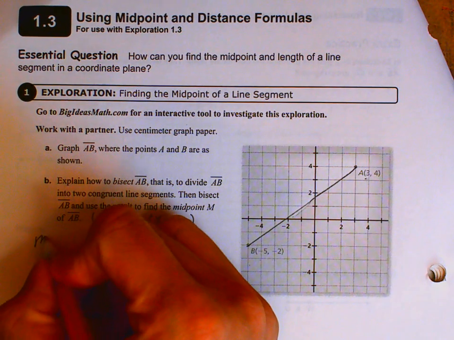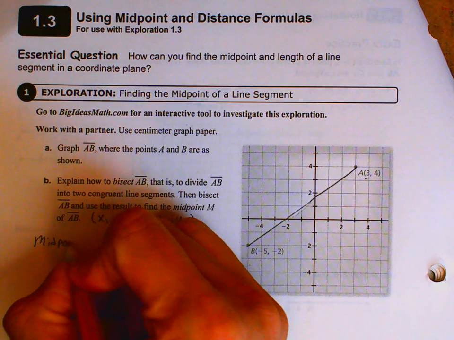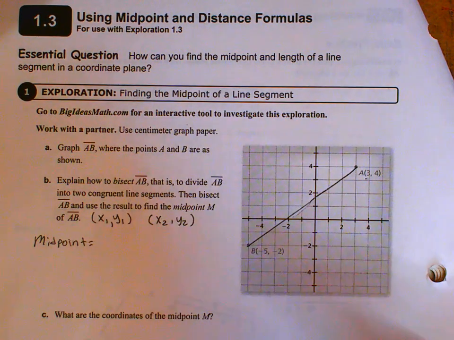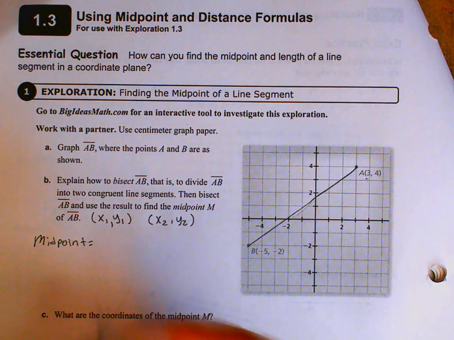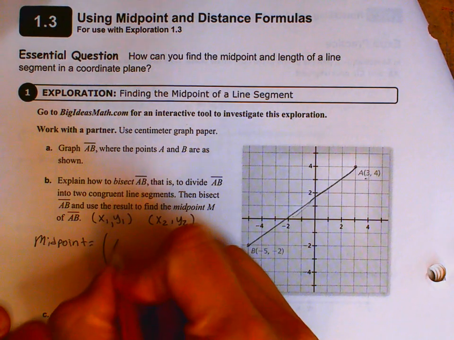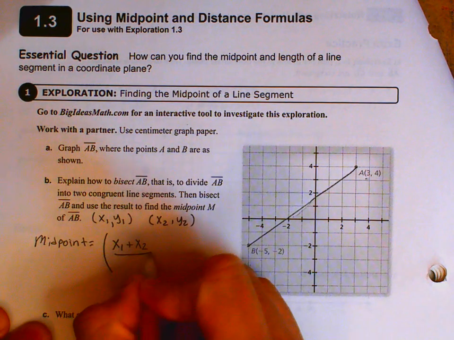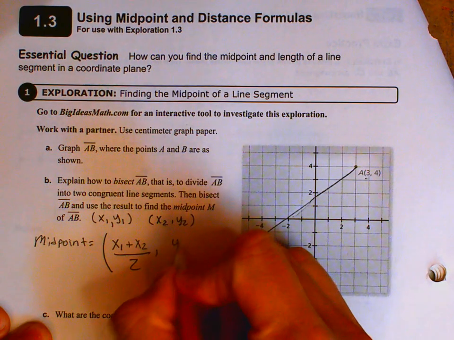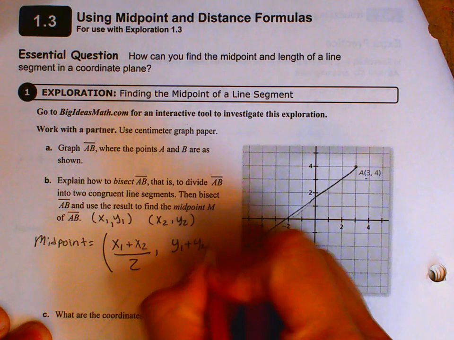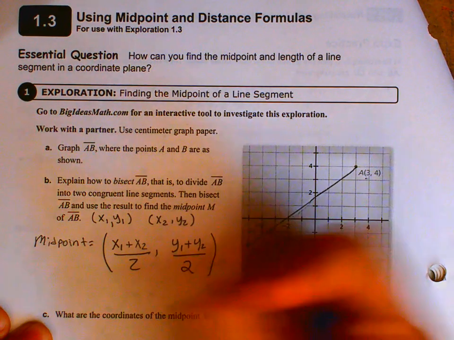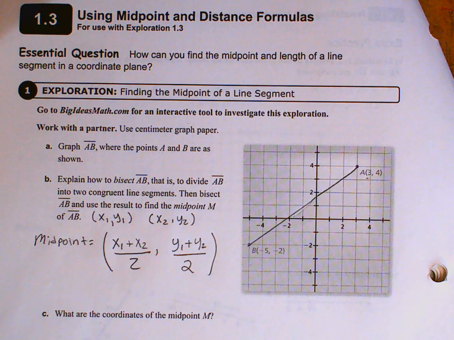Now, the midpoint between 2 points is the average of the x's and then the average of the y's. So like this, x1 plus x2 divided by 2, y1 plus y2 all divided by 2. Very, very simple. All you got to do is identify what are the x values, what are the y values, and then average them.